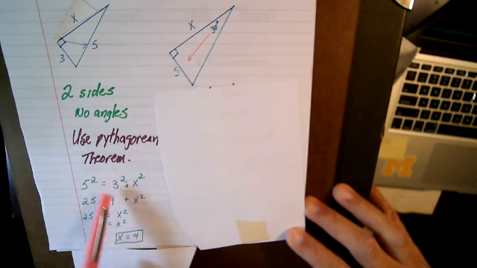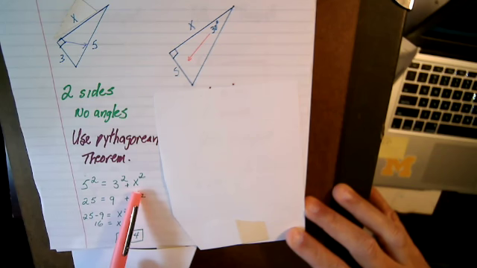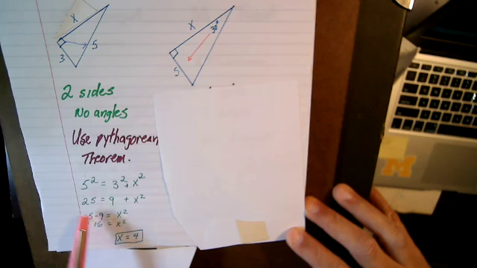And then I make a sum of the squares of the other two sides, in this case the side length 3 and the side length x. And then we realize in order to solve this problem, I'm going to have to subtract.